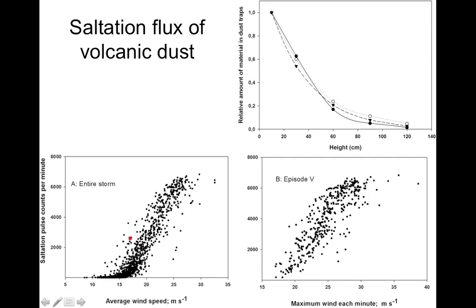Okay, so there's a clear threshold velocity, and above that you start to get significant amounts of wind erosion being measured in your detectors.